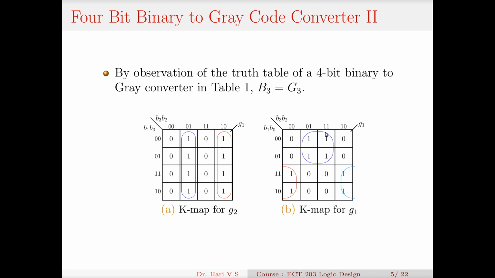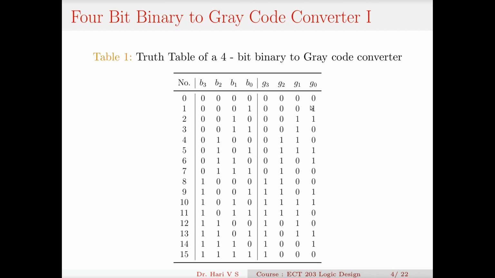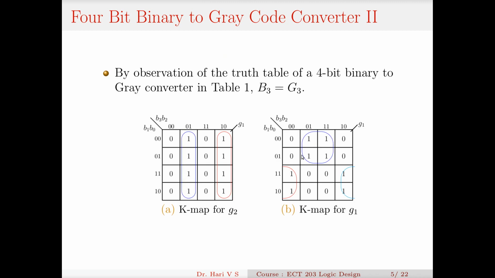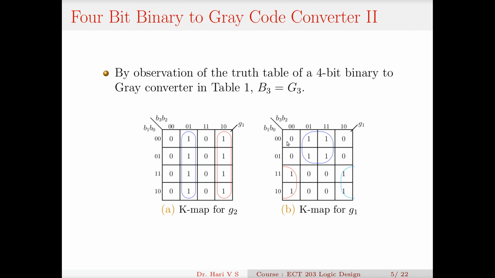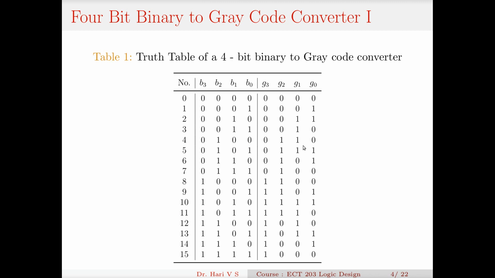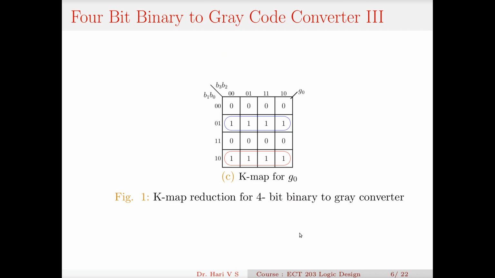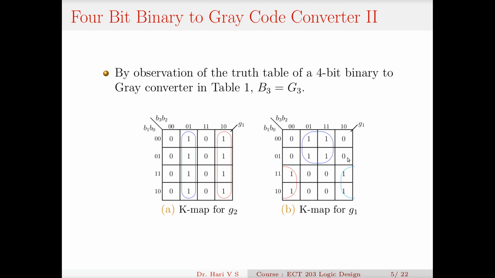G1, where is my G1? G1 has the values 0, 0, 1, 1, 1, 1, then 0, 0, then 2 zeros, 1, 1, 1, and 2 zeros, 1, 1, 1. Okay, so you enter this into the Karnaugh map this way.